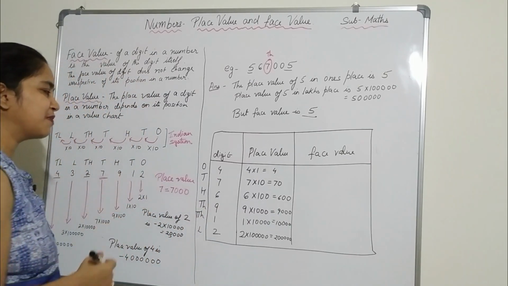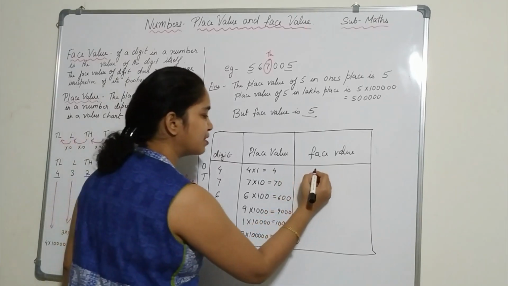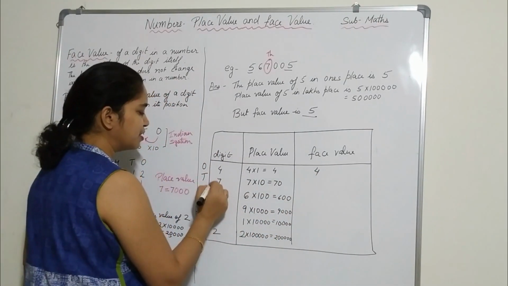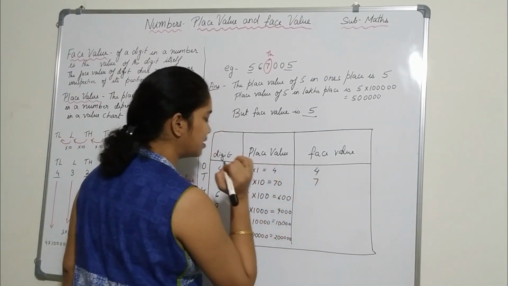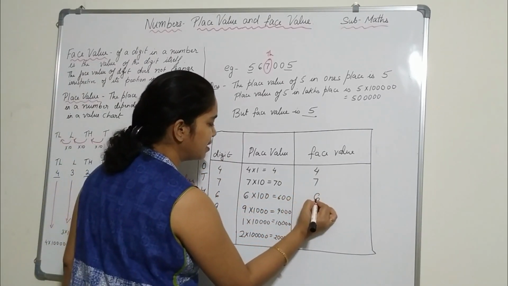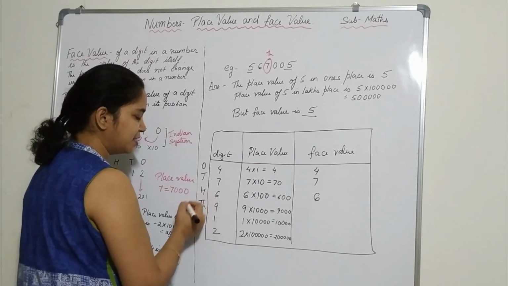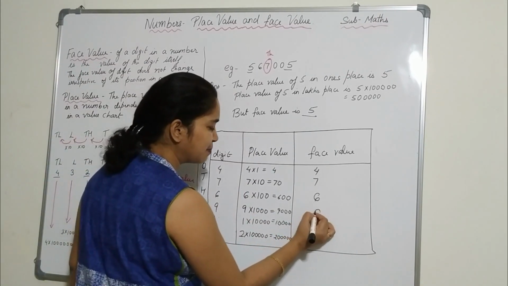Okay, and what is the face value of 4? The face value of 4 is the number itself. So what is the number? 4. What is the face value of 7? It is the number itself, that is 7. What is the face value of 6? It is the number itself, that is 6. What is the face value of 9? It is in the thousand place, but the face value is the same, 9.